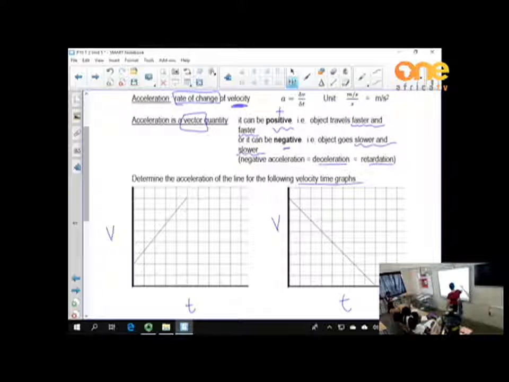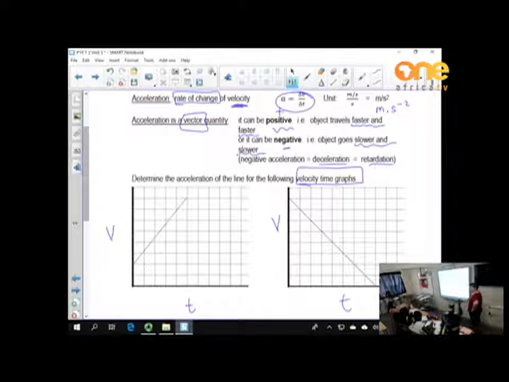There, for the velocity time graph. Determine the acceleration for the following velocity time graphs. Now, when we calculate acceleration, the formula is change in velocity over change in time. The unit is a meter per second divided by a second, which is a meter per second squared. We can also write this as meter times second to the power minus 2. It means the same. All right, that is a comparable unit.